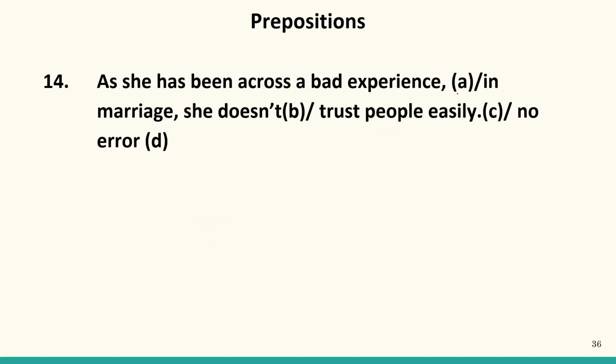As she has been across a bad experience in marriage, she doesn't trust people easily. Now, as she has been through a bad experience, because she has faced the bad experience in marriage, it should be through in place of across.